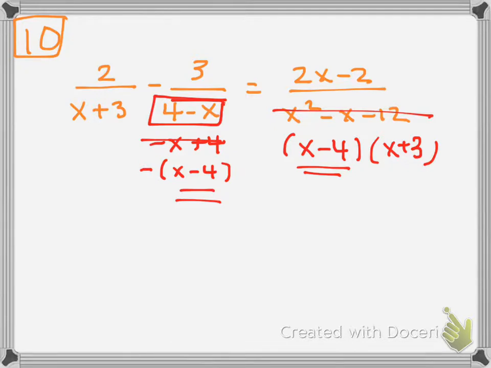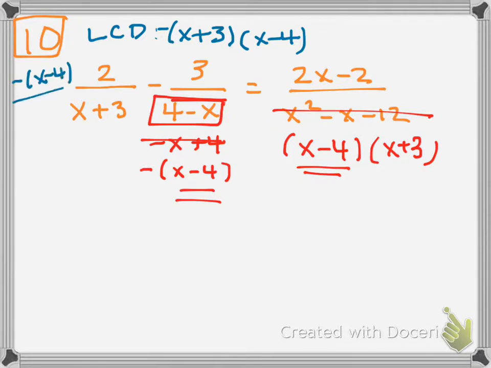So we are going to multiply our LCD, let's identify that. It's going to be x plus 3, x minus 4, and honestly, since we have this negative here, we need to put that in front as well. So over on this left, we're going to multiply it by negative x minus 4.